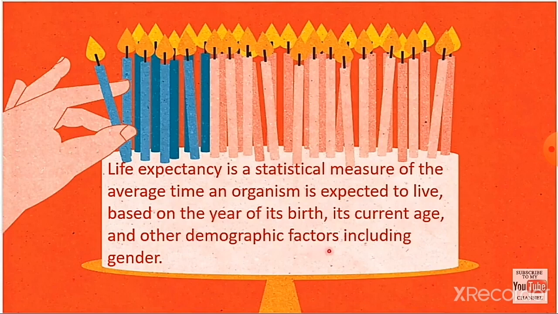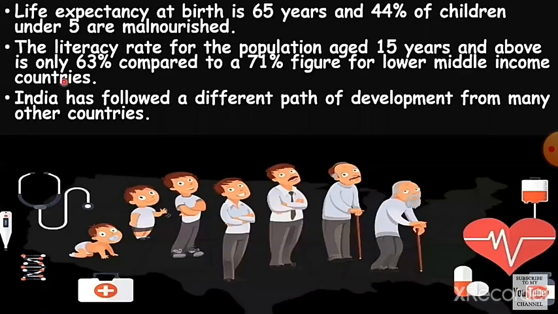Next, life expectancy. Expectancy means the state of thinking or hoping that something, especially something good, will happen. So, life expectancy is a statistical measure of the average time an organism is expected to live based on the year of its birth, its current age, and other demographic factors, including gender. Life expectancy at birth is 65 years and 40% of children under 5 are malnourished.